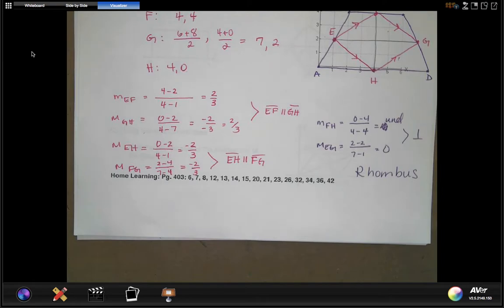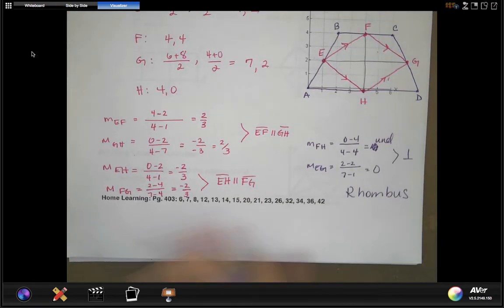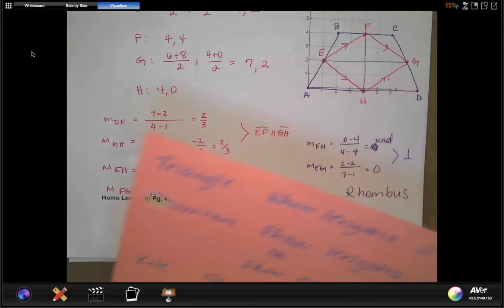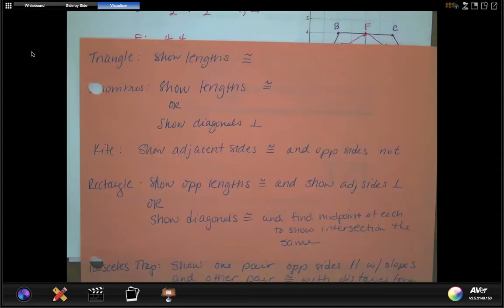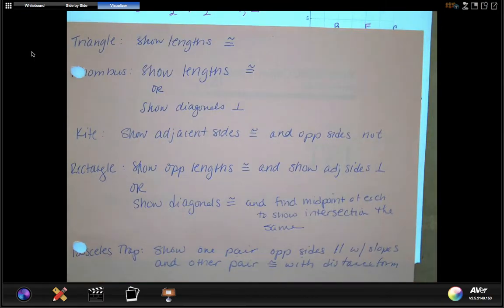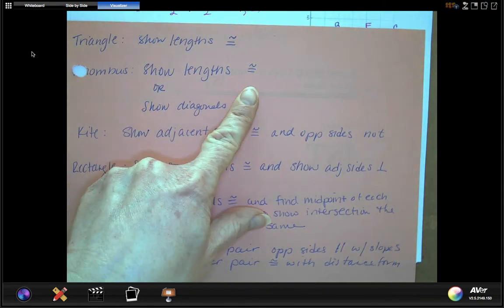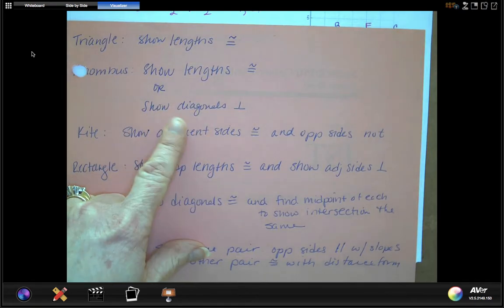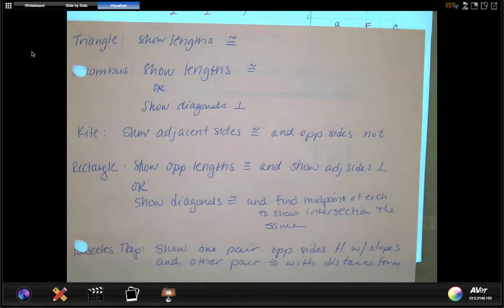Okay, I'm not going to do any of the homework problems with you because basically they're just going through this whole stuff again. What I am going to point out to you though, like a couple things, if you have a triangle, you're probably going to have to show that the lengths are congruent or the same. If you know it's a parallelogram and you just want to figure out if it's a rhombus or not, you could show that the side lengths are congruent. You could also show that the diagonals are perpendicular.